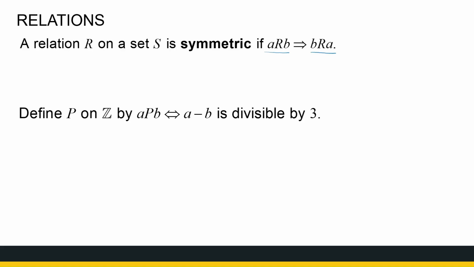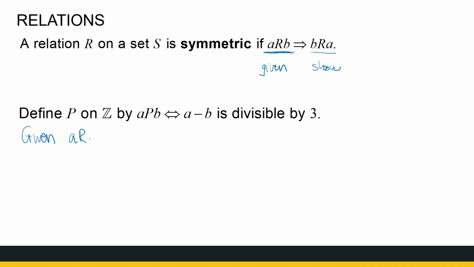So if I want to test for symmetry, I'm given aRb, I must show bRa. So this part is given, and this is the part I want to show. If I suspect it's symmetric, then I've got to do it in general for any a and b. If I think it's not symmetric, then I need one counterexample to prove it wrong. So this one, let's take a look.